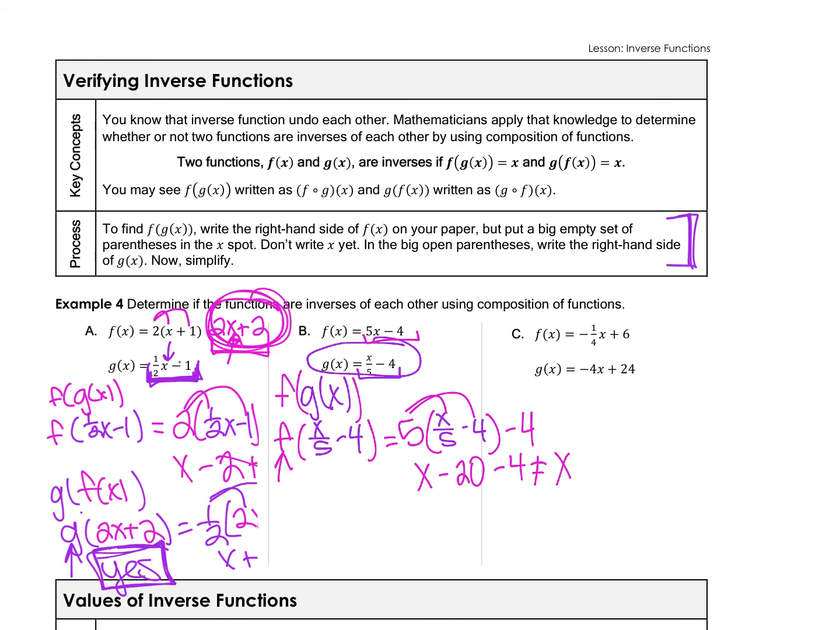Now you might want to check your work here. You can even go back through and work it out again. If it doesn't equal x, just make sure that that's true. If it doesn't equal x on that one, we know that this would be not inverses, so we would write no. Okay?